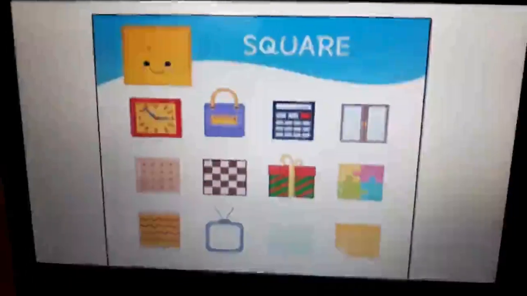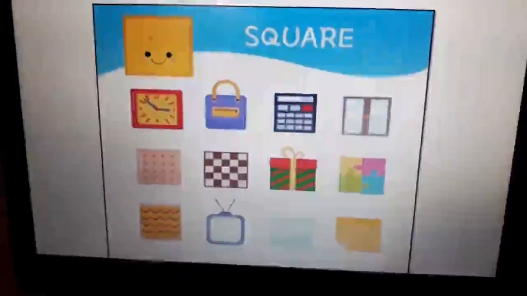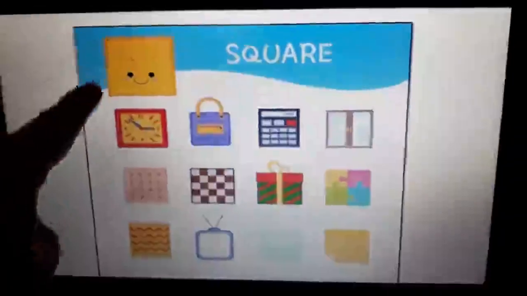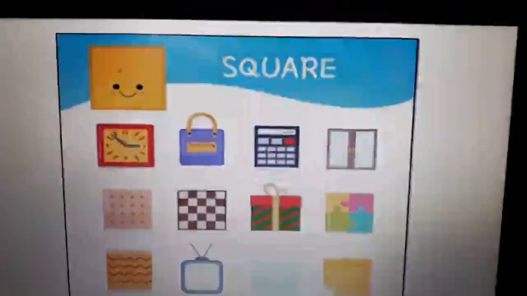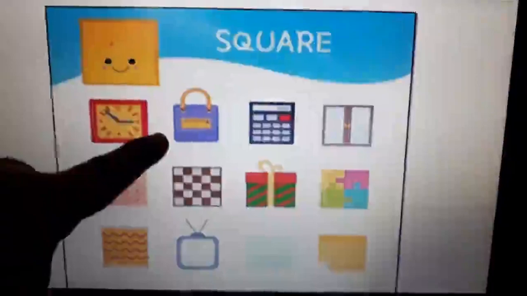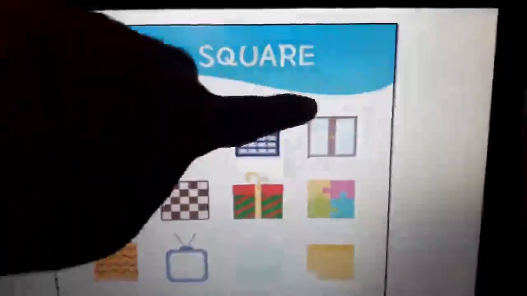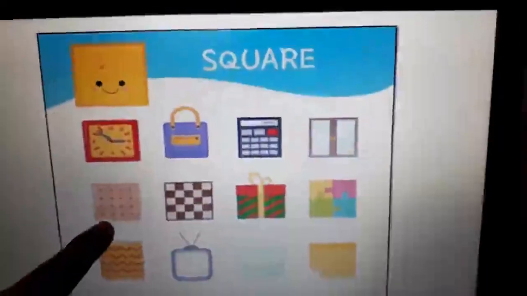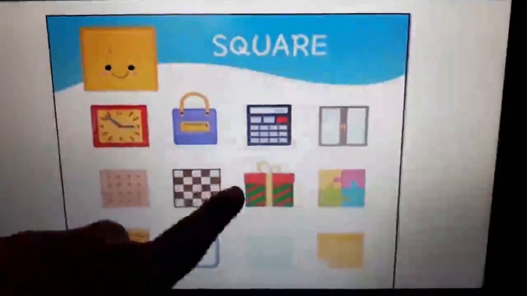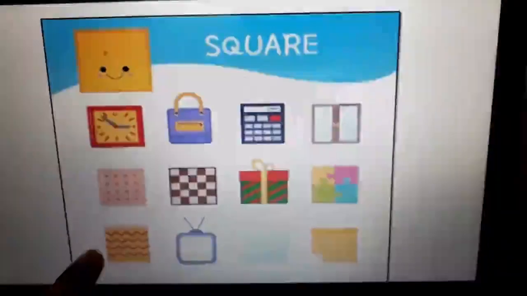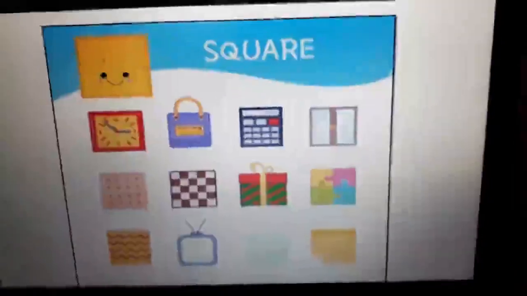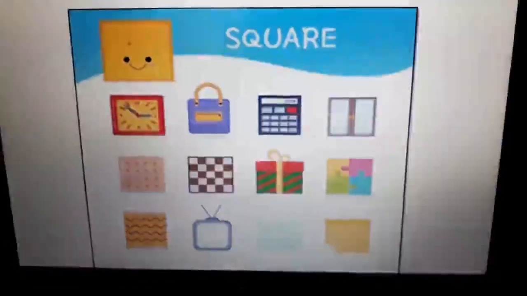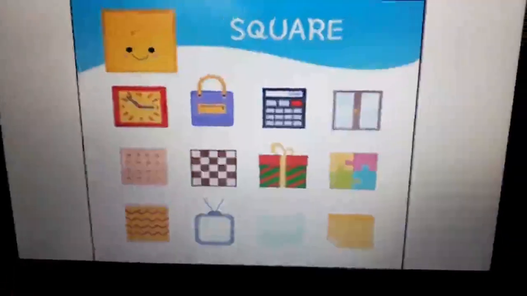Now comes the next shape, that is square shape. The shape that has four sides joining to each other. So we have clock, handbag, calculator, window, biscuits, chessboard, gift, puzzles, mat, television, pillow, notepad. All these are square in shape.